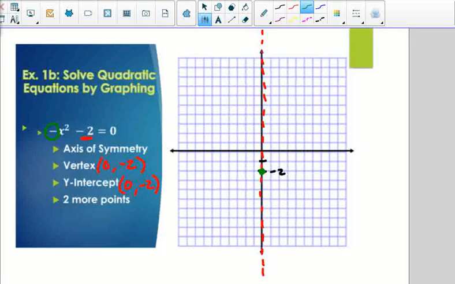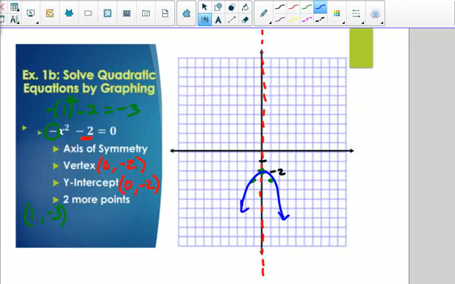So if I pick a point, let's just say I'll choose a point to the right of the axis of symmetry. If x is 1, what is my y going to be? So if I have a negative 1 and then square that, minus 2. 1 squared is 1. Negative times 1 is negative 1. Negative 1 minus 2 is negative 3. So I have 1, negative 3. So if I plot that point down, I have 1, negative 3 would be here. I can mirror that to the other side, and I can draw my parabola.